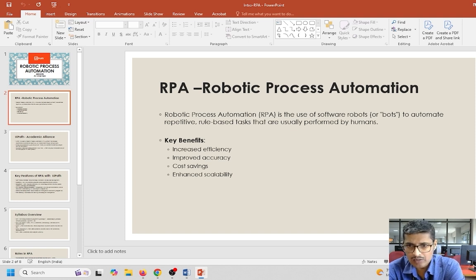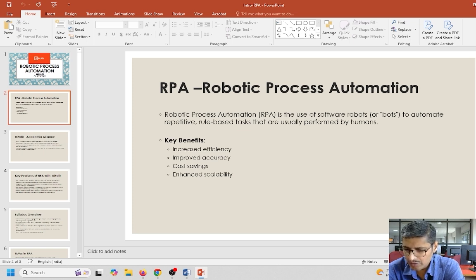Robotic process automation is the use of software bots, or designing software bots, to automate repetitive rule-based tasks that are usually performed by humans. Taking a simple example, if a number of students want to fill the CET applications, the basic information a student has to enter is name, gender, father name, mother name, date of birth, Aadhaar number, mail ID, phone number. All this basic information they'll ask. So if every human is going to enter all this data, it is going to take a lot of time.